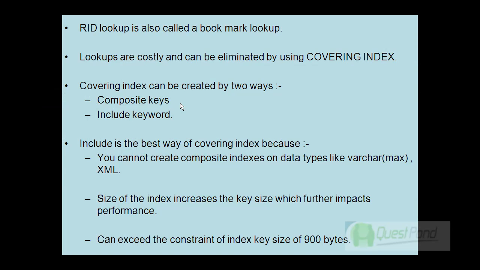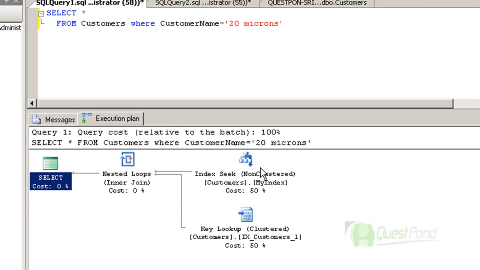RID lookup can be eliminated by using something called a covering index. Now there are two ways by which you can create a covering index. One is the composite index and the other one is the include keyword. So let's first try to understand how we can create a covering index using a composite key.